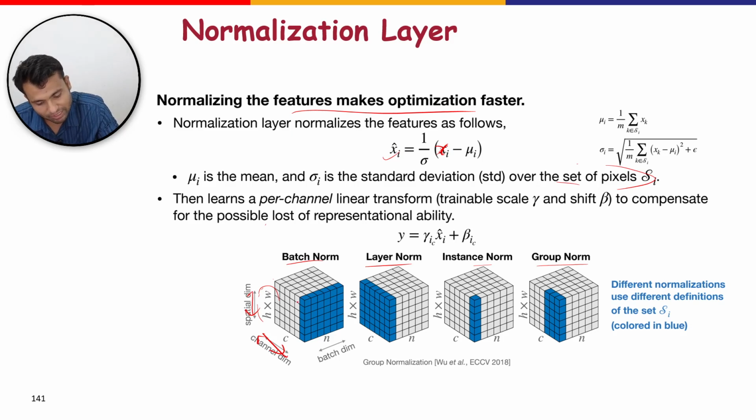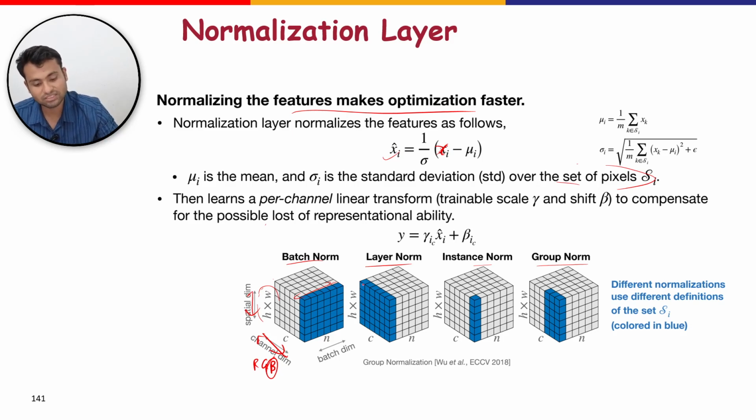What we do is pick up a single channel, let's say it is RGB. We just pick up one single blue channel of all the images across the batch, and on that we take it as a set of pixels and do these mathematical operations. This is known as batch normalization.